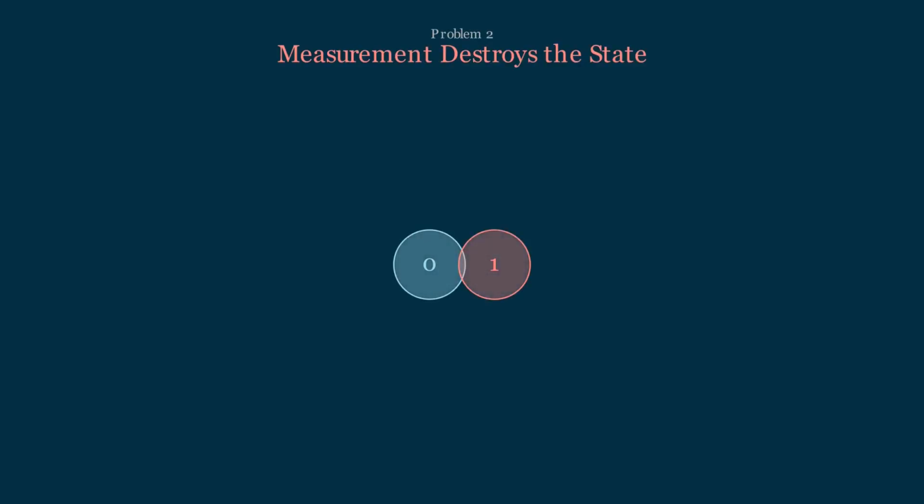But there is a second problem that is even stranger. When you measure a qubit, you destroy it. The act of looking at a qubit to check for errors collapses the superposition. The quantum information is gone. So you cannot check for errors by looking at the qubits, at least not directly.